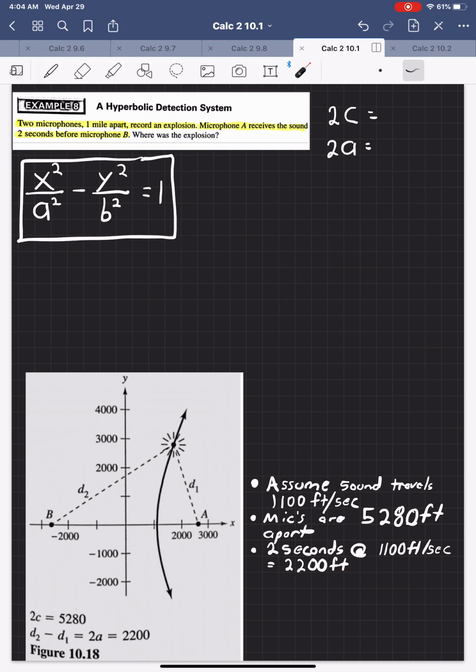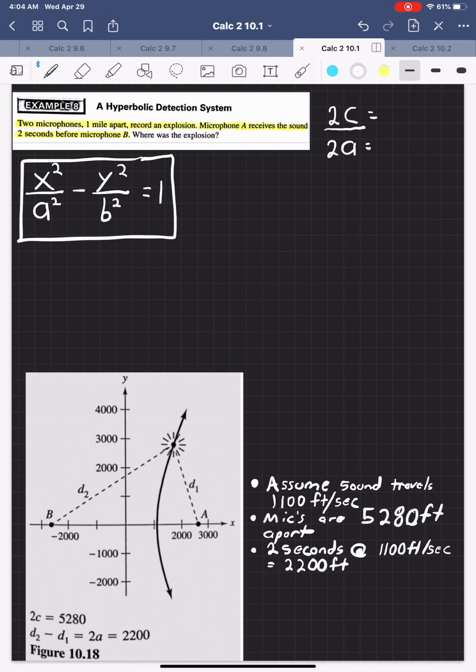All right, now what does that mean? Well, let's see if we can start to get a graph going here. So notice that we can center our hyperbola at the origin, right? Since we're only dealing with 2 microphones, this is simple enough. And let's start to piece together some information here. Okay, so we need a, we need b, we need c, and we need an equation. So let's start with 2c.